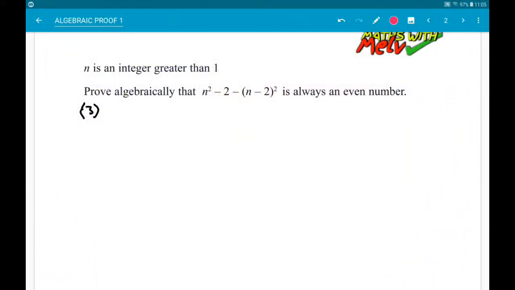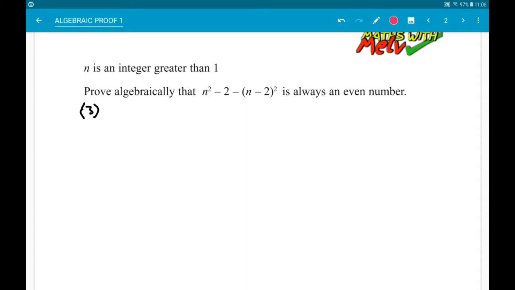Okay, just quickly before we begin, I forgot to mention the golden rule of algebraic proof, which is to never just substitute numbers in. That doesn't prove anything, it just shows that the thing either does or doesn't work for that number. Okay then, first up, n is an integer greater than 1, so a whole number greater than 1. We want to prove algebraically that n squared minus 2 minus (n minus 2) squared is always even.